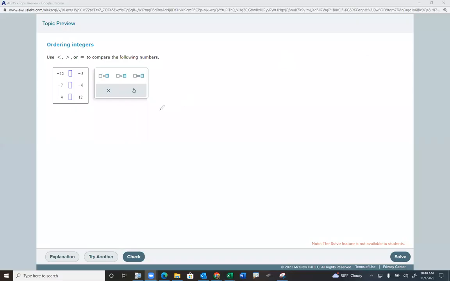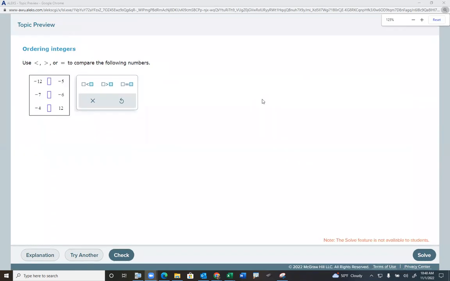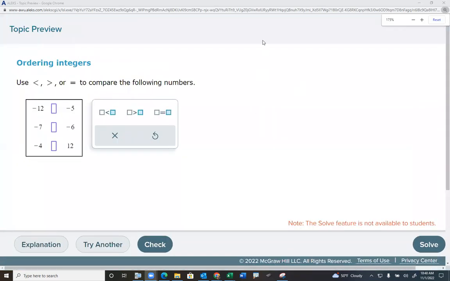All right, so ordering integers, putting them in the right order. We're supposed to either put the less than sign, the greater than sign, or the equal sign in each of these boxes to let us know what's bigger and what's smaller. Let's make this a little bigger. Maybe you're watching this on your handheld device.